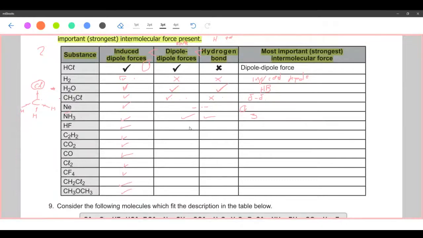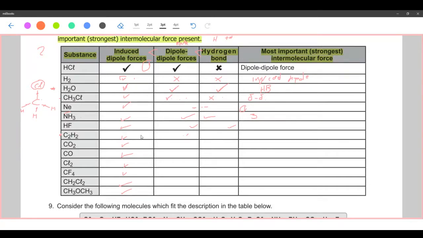Yes, Jared. So, HF. So is it yes, and then the strongest would be hydrogen bond? Yes, hydrogen bonding, yes. Okay, the next one, C2H2. Kaylee, unfamiliar one. C2H2. I said yes, no, and then it would be dipole.